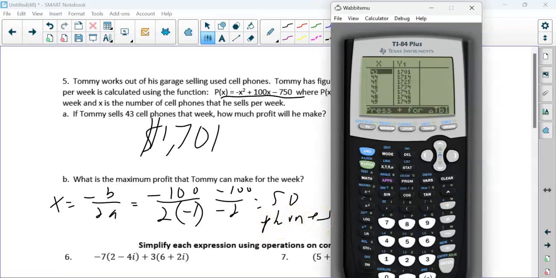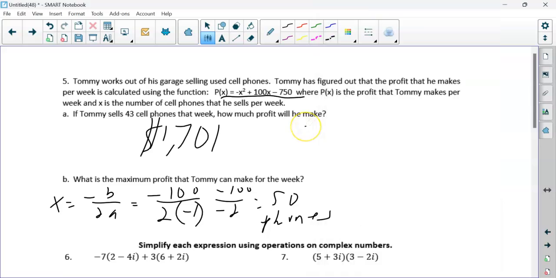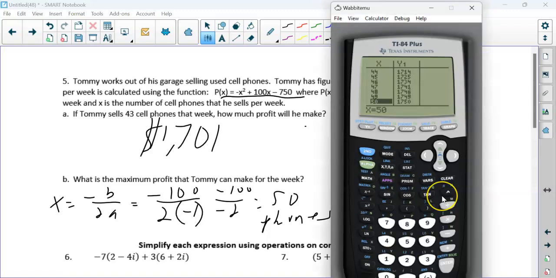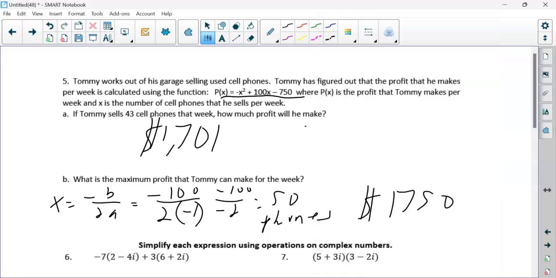Go back here and go down to 50. You could do the little trick and just start at 50 or just pop down here a few times. And there we have it, 1750. That is his maximum profit. If you look, it starts going back down after that. And that's because everything matches on either side of the axis of symmetry, which goes through the vertex.